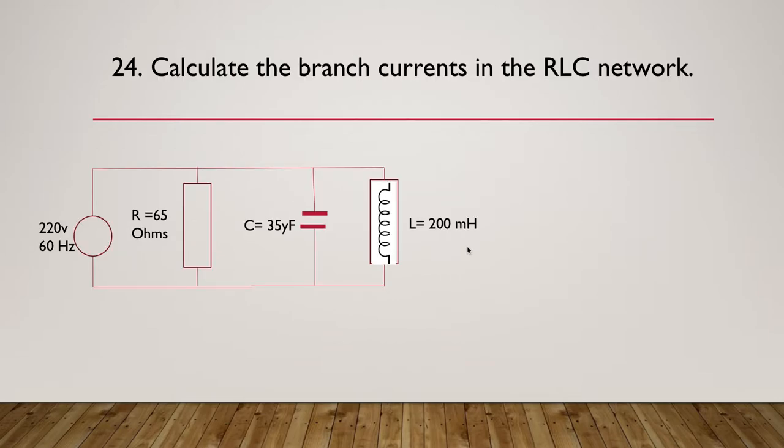So question 24. Here we've got to calculate the branch currents in an RLC network. It's going to take a little bit of time, so have a think about that. Calculate the branch currents in this RLC network. We've got 220 volts at 60 hertz, a resistor at 65 ohms, a capacitor at 35 microfarads, and an inductor at 200 millihenries. So a pause here. This will take you a little bit of time to calculate out.